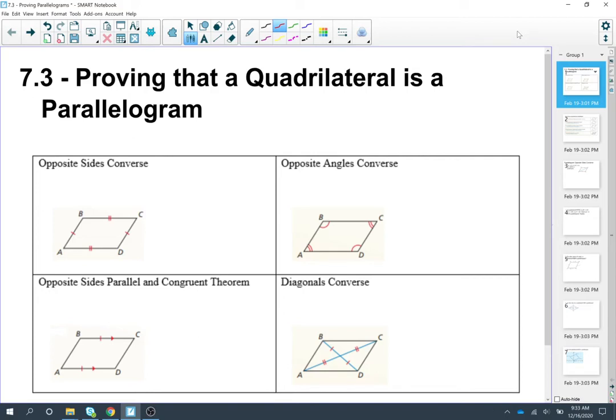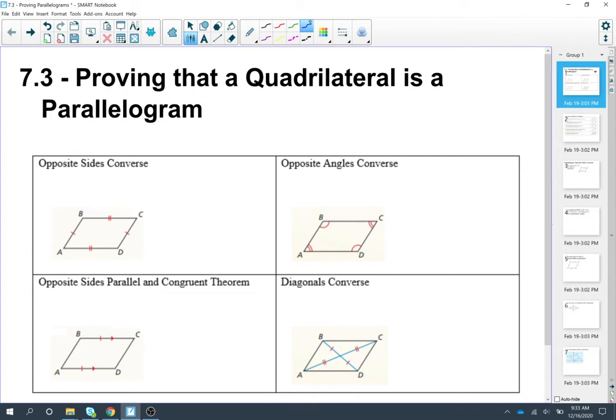7.3, proving that a quadrilateral is a parallelogram. Now, in 7.2, you were told, hey, this is a parallelogram, therefore, these things are true. So, for example, the opposite sides theorem, this is a parallelogram, so we know the opposite sides are congruent. In 7.3, we're going to give you, for example, the opposite sides converse, meaning we're going the other direction.